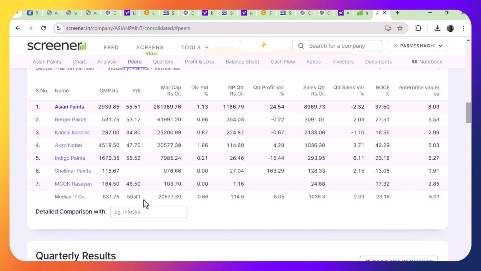Okay. And which company has the lowest P/E ratio? Nerolac. Now you have to examine whether Nerolac is not growing. If you look at the quarterly profit, there are some negatives out here. Basically all the companies in the paint industry have shown negative growth, and sales growth is also negative. Even Asian Paints has not grown. Only Berger Paints has grown by 2%, and Nobel has grown.